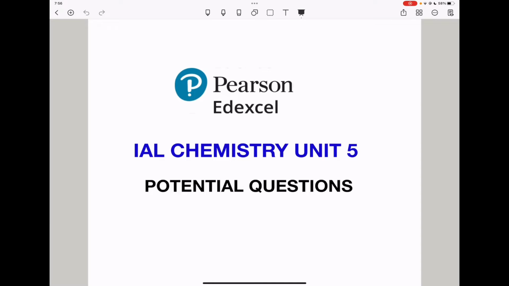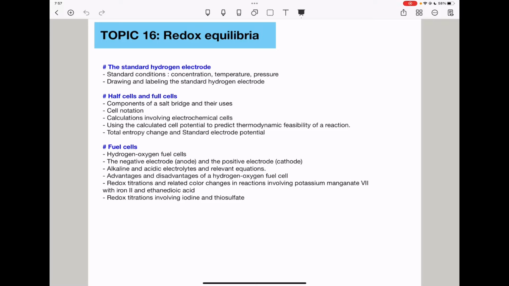Today we are doing the Pearson Edexcel International A-Level Potential Questions for Unit 5. Let us begin with Topic 16. Topic 16, Redox equilibria. In redox equilibria, actually, this is the easiest topic in Unit 5.